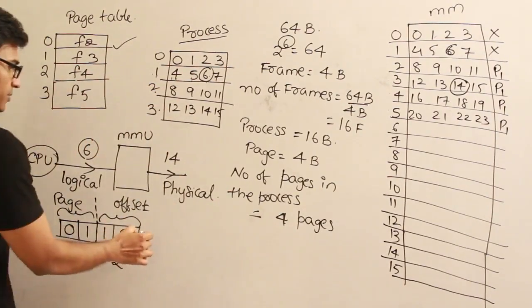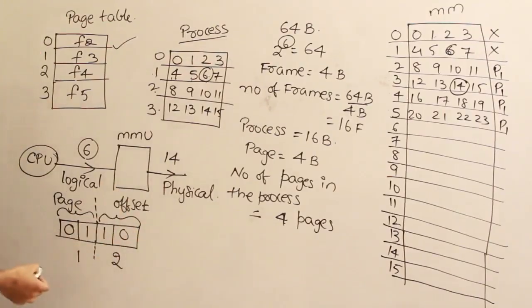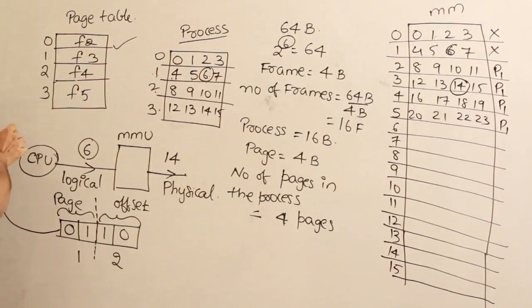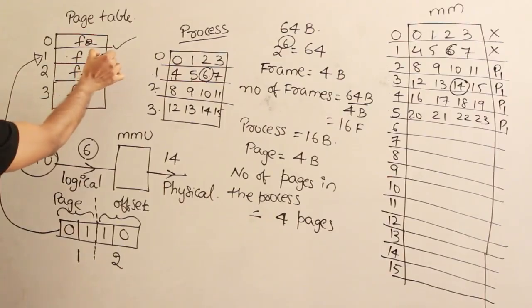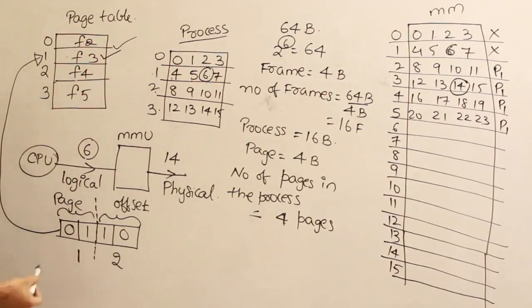Now this has to be converted to a physical address. How can I convert it? Now I am going to go into the page table. I'll go to page number 1, because it is showing that the byte is in page number 1, right? So when I go to page number 1 in the page table, it is going to say that it is present in frame number 3.